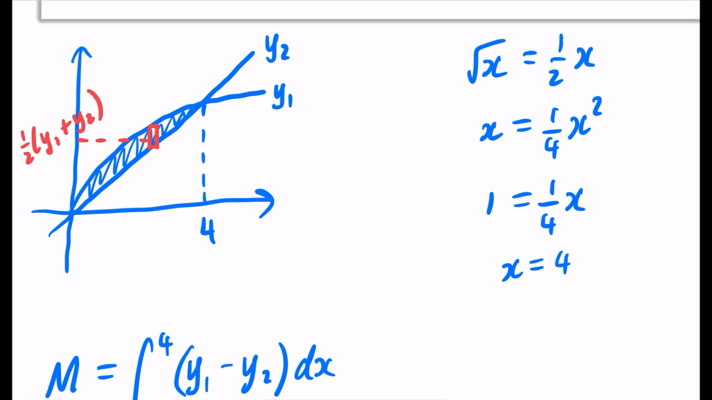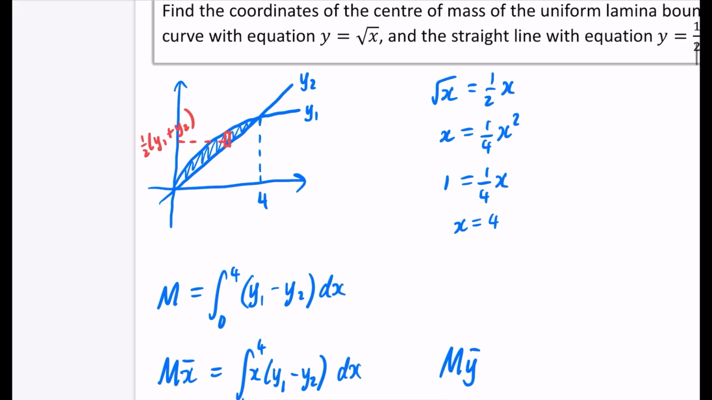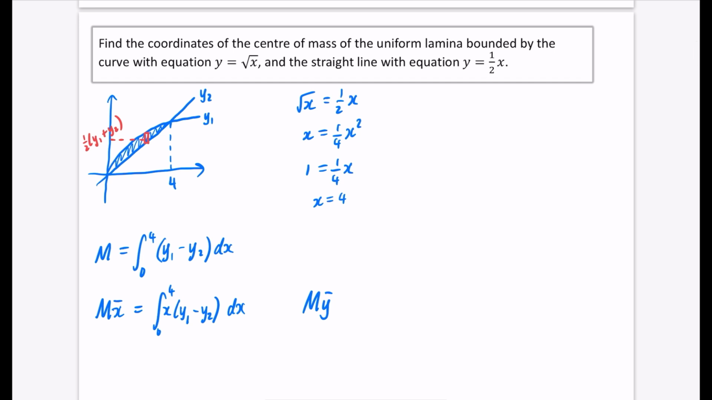If we subtracted them, we would find the gap between them, but if we halved it, it would be finding something down here. Fundamentally, we need it to be in between them, which is why we add them and divide by 2. We're finding the midpoint. So when we do the part for y, m y bar is going to be equal to, between 0 and 4, the half that still comes out the front, times y1 plus y2, multiplied by y1 minus y2 dx.